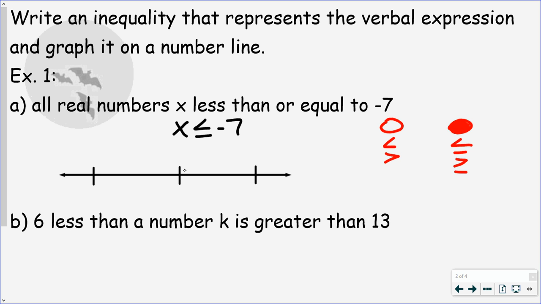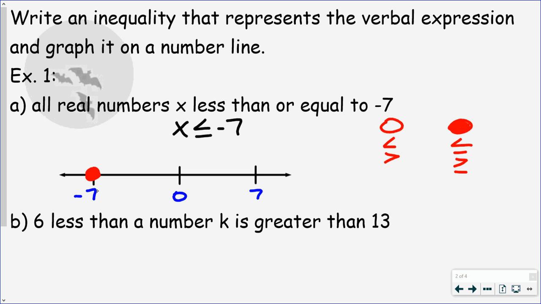So on this number line, instead of putting all the numbers on the number line, I'm just going to put 0 in the middle. I'm going to put 7 over here and -7 here. And then since this has a line underneath it, I'm going to put a closed circle at -7. And then this says x is less than or equal to -7. And what we're doing on the number line is we're graphing all the values that x could be. So we're showing you what values can x be.